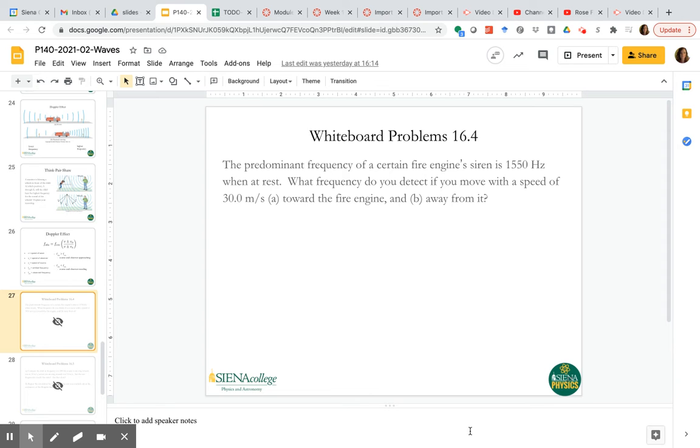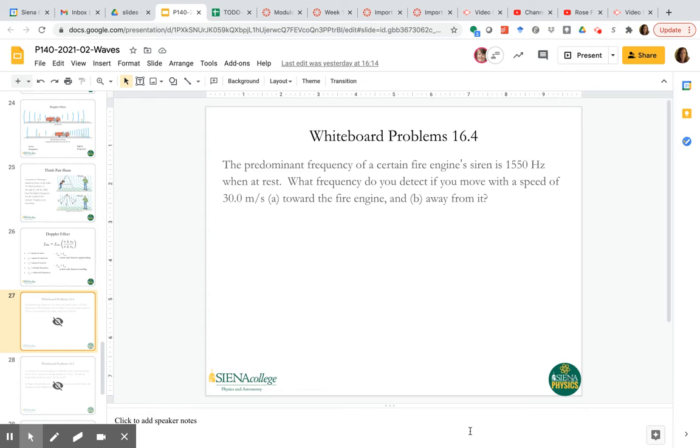Hello, here we are doing whiteboard problem 16.4. I'm just going to write that down, 16.4. Okay, so we have a fire engine whose predominant frequency is 550 hertz. So that's the emitted frequency is 1550 hertz. I don't know what I just said. Ignore me if it was something different.